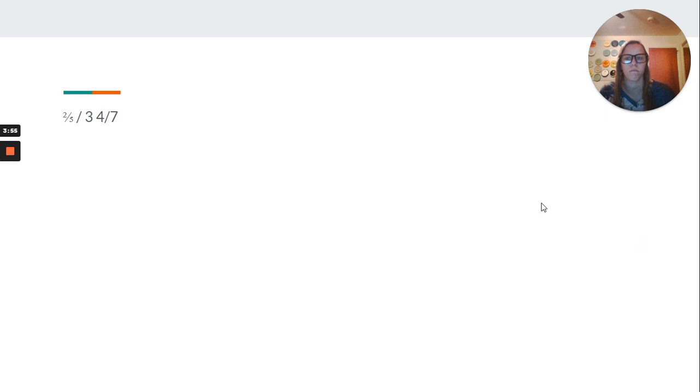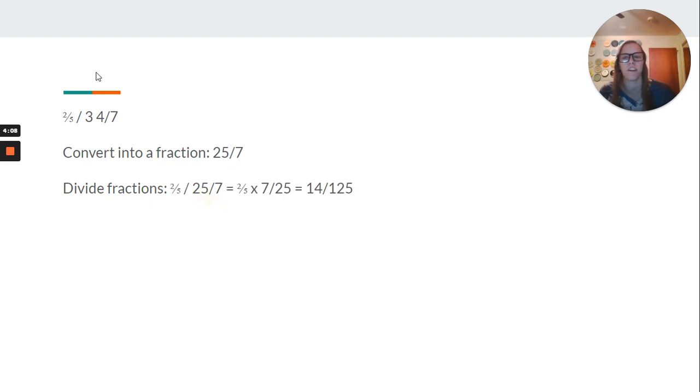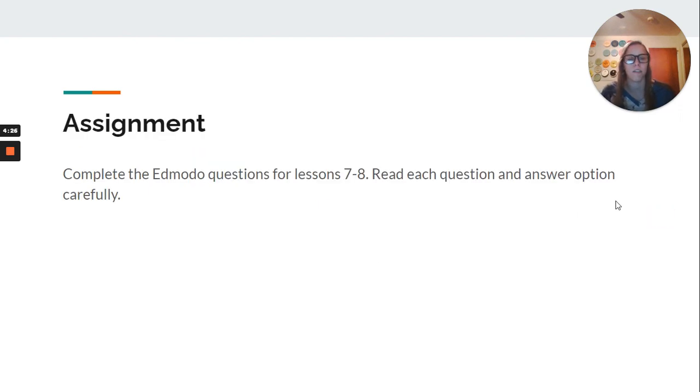Okay? Sometimes you won't need to write the expression because it'll already be written for you. So we have 2/5 divided by 3 and 4/7. We first convert to a fraction, 25/7, and then we divide the fractions. So 2/5 divided by 25/7 is equal to 2/5 times 7/25, which is 14/125. That's it for lessons 7 and 8.